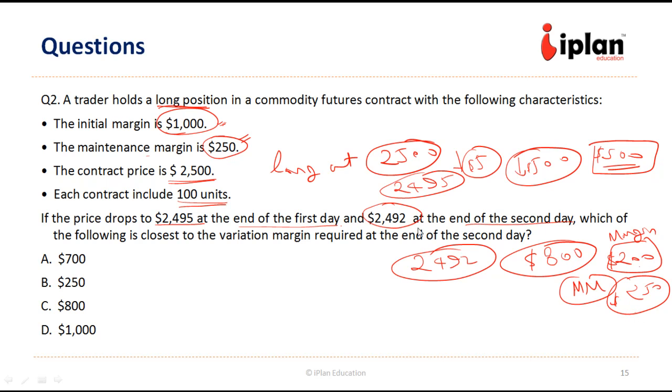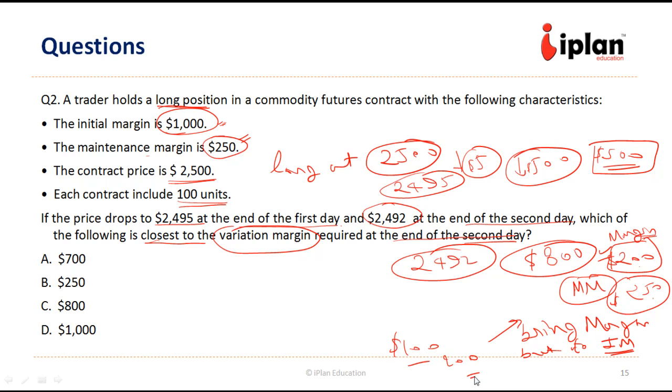So the question says, at the end of the second day, which of the following is the closest to the variation margin which will be required? As we have seen, there is going to be a margin call since the margin level drops below the maintenance margin. So in order to bring the margin back to the level of initial margin, how much do we need to put? It is already 200. We need to make it 1,000. So we need to put $800 more so that it becomes equal to the initial margin. So C remains the right answer.